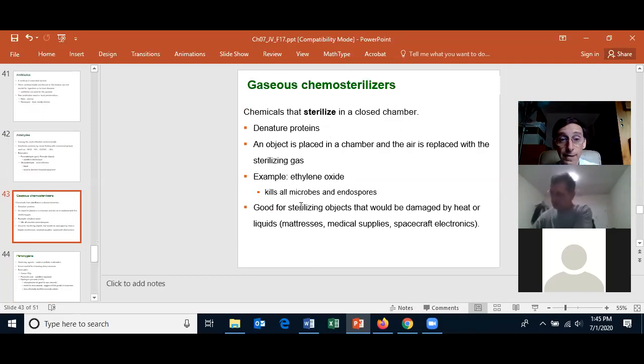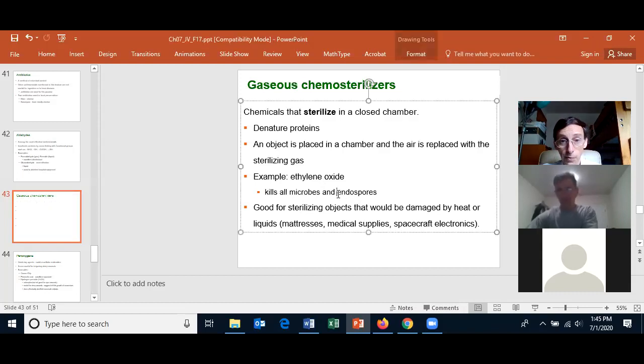There are various gaseous agents that are used as chemosterilizers, chemicals that sterilize a closed area, so they usually have it in a chamber, and then you add the gaseous agent to the chamber. These gaseous agents denature proteins. The object is placed in the chamber, and then the air is replaced with a sterilizing gas. The most common one is ethylene oxide. It actually kills all microbes and endospores.